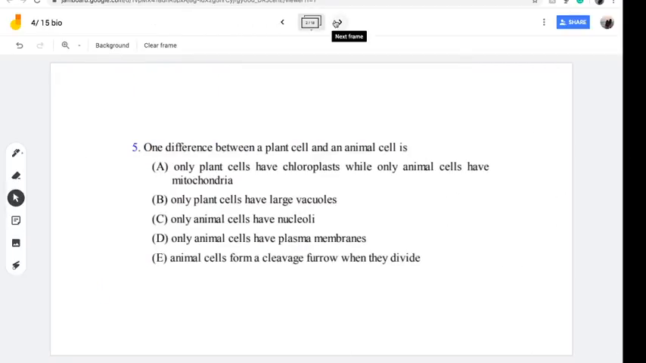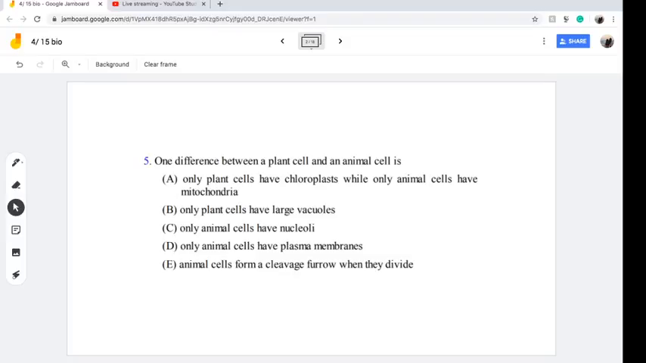Moving on to the next question. So this one asks to find a difference between a plant cell and an animal cell. So I'll give you guys about 10 seconds to look over the answer choices. So as we can see, answer choice A is obviously wrong.